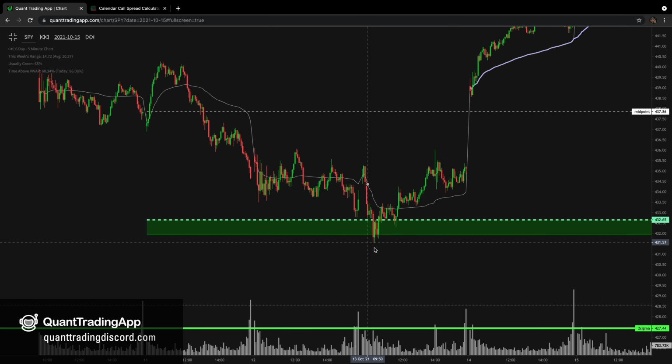I also use the quant trading algorithm. So this is what price looked like on that day right here on October 13th. So this is pretty much what's referred to as the buy zone.